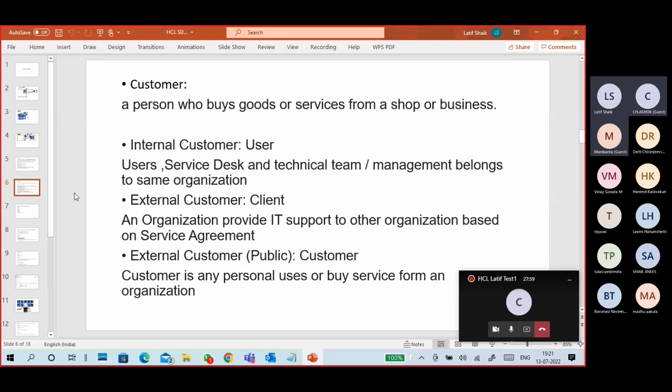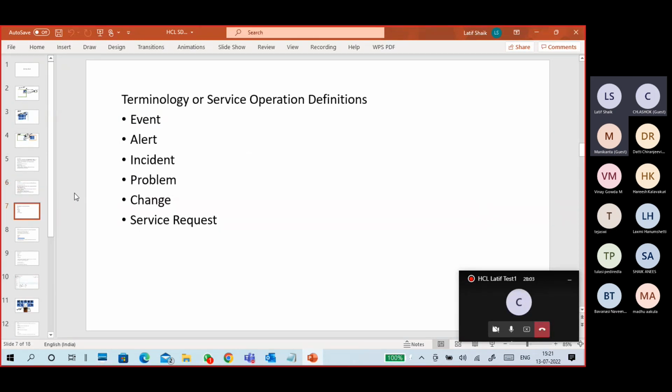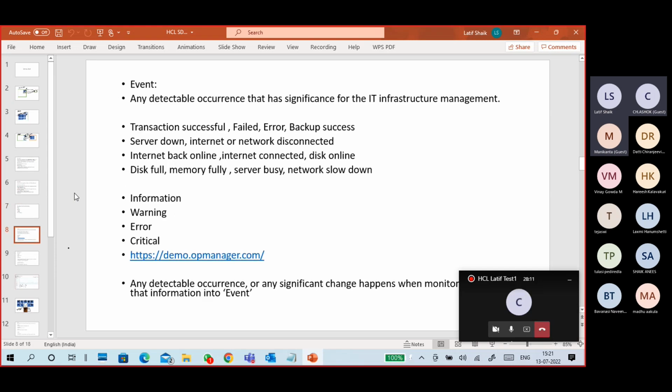And I also told you about what is service operations, like the terminologies we use in service operations: event, alert, incident, problem, change, and service request. Event is any detectable occurrence. Okay, and in an event we have three main things: information, warning, and errors.